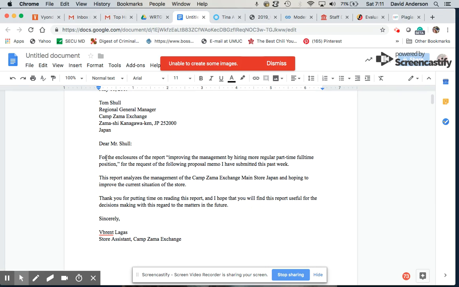Let's take a look at this first sentence. "For the enclosures of the report, improving the management by hiring more regular time, full-time positions for the request of the following proposal memo I have submitted this past week." One, check out your sentence structure. This is not a complete sentence, and perhaps it would be better to say, "Enclosed, please find the report, improving management by hiring more regular part-time, full-time employee positions, which is the result of the research I requested, a result of the investigation I requested in the memo dated XY," whatever the date was.